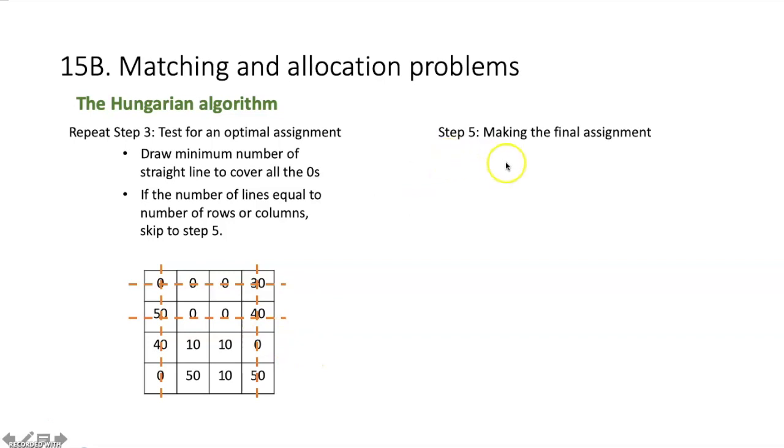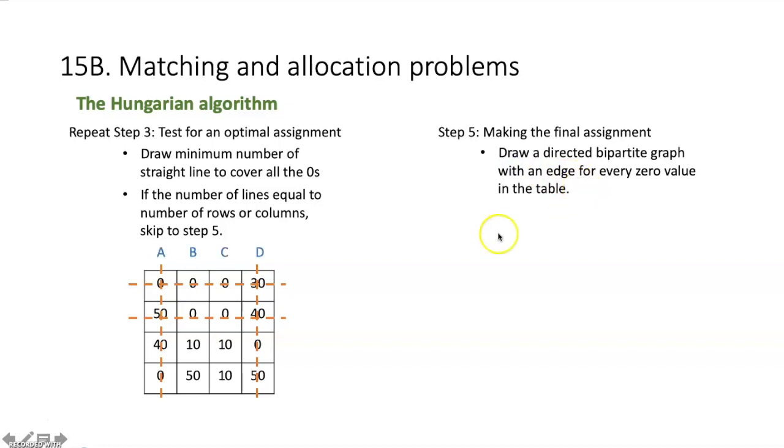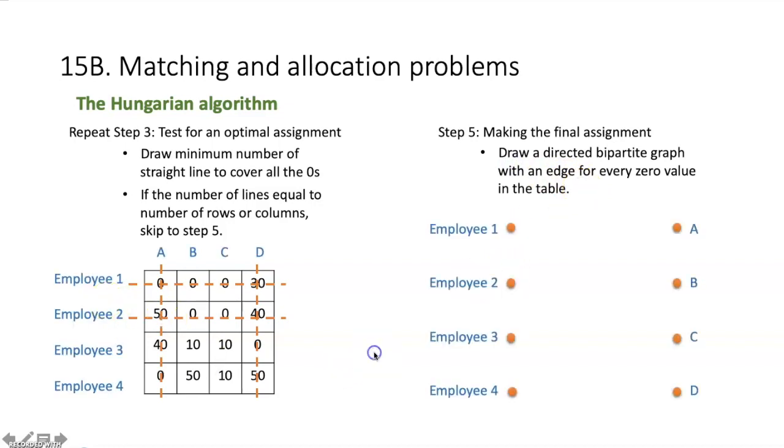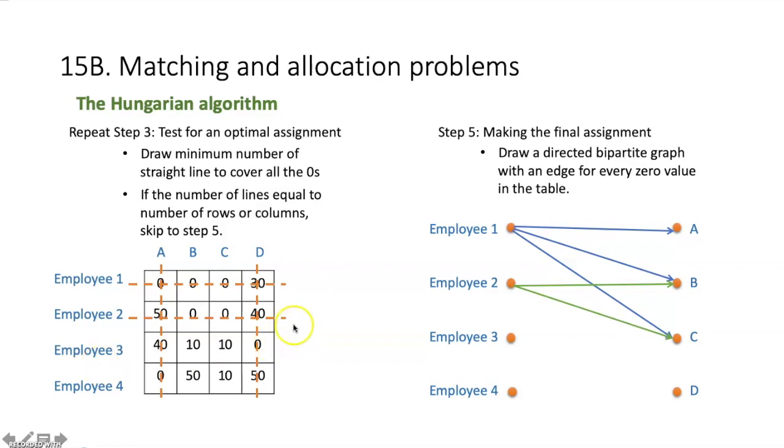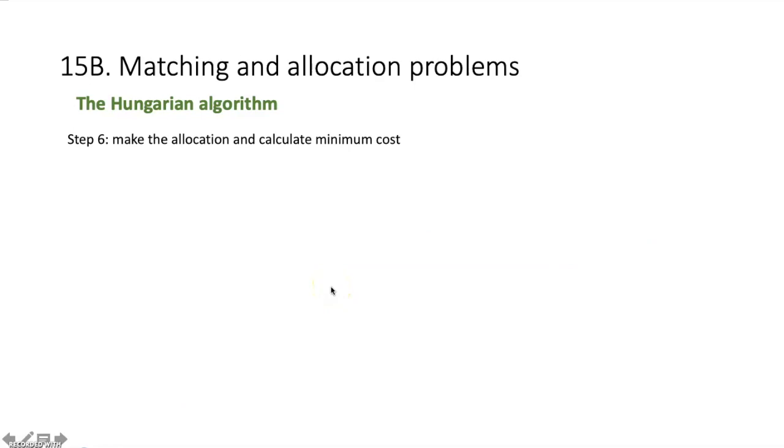Then we can keep going with step 5, make the final assignment, which is to draw bipartite graphs. For these bipartite graphs, we have one set for employees 1 to 4, and another set for machines A, B, C, D. Then we look for the zeros, and join the employees with the machines. For employee 1, we have machines A, B, C. Employee 2, we have machines B, C and D. Employee 3, we have machine D. Employee 4, machine A. Then the last step is to make the final allocation and calculate the minimum cost.